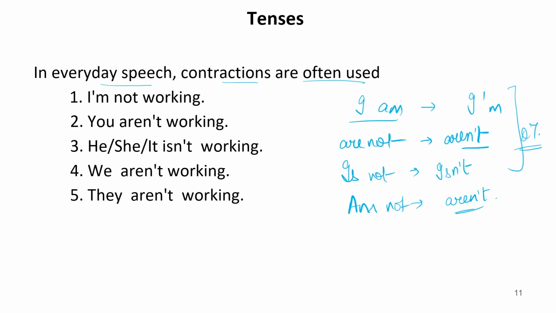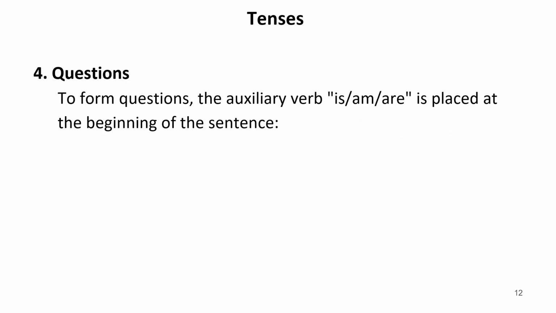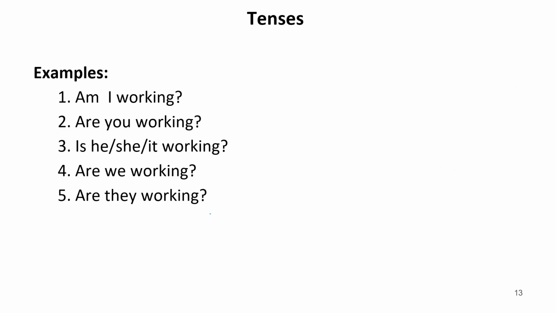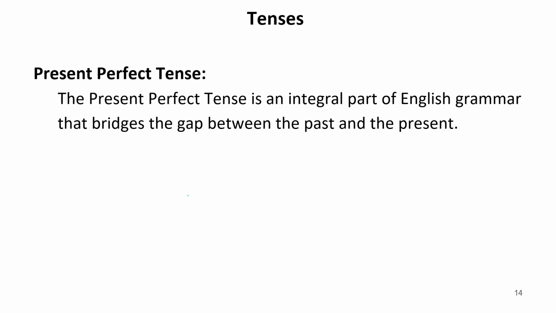Now let's move further. To form questions, the auxiliary verb is placed at the beginning of the sentence, as I have already told you. Am I working? Are you working? Is he, she, it working? Are we working? Are they working? So these are interrogative parts.